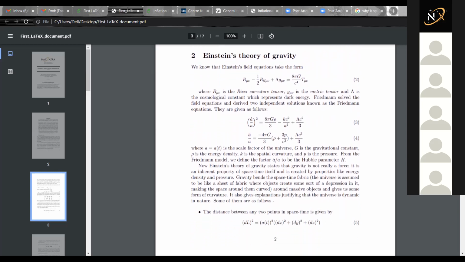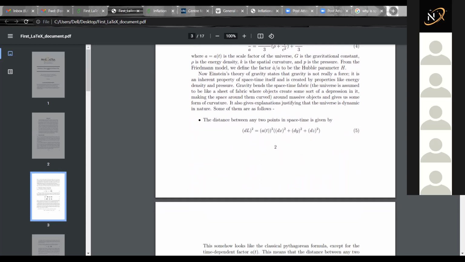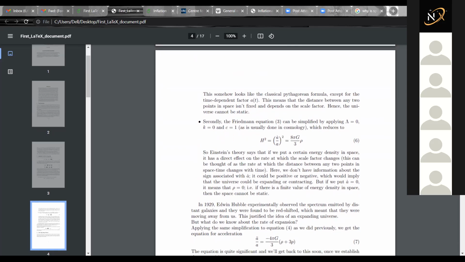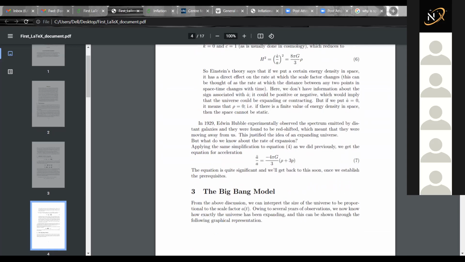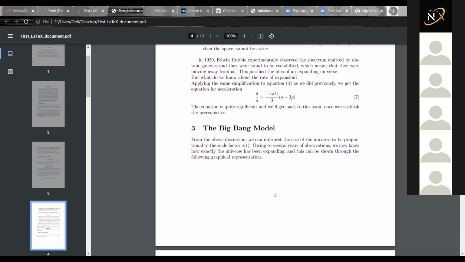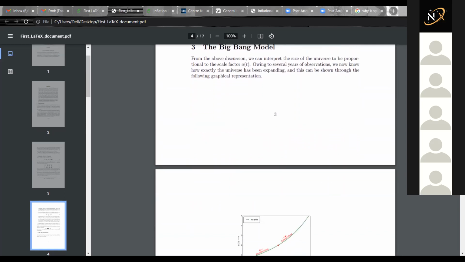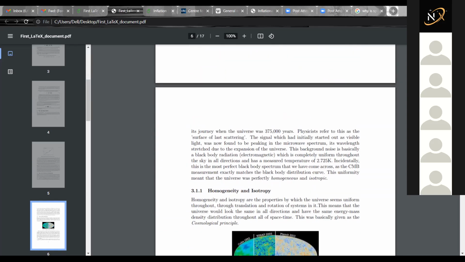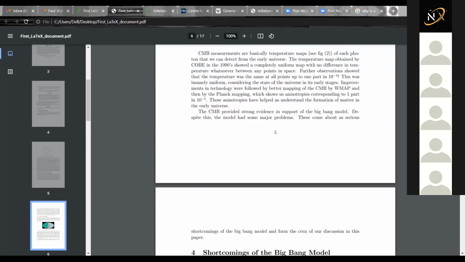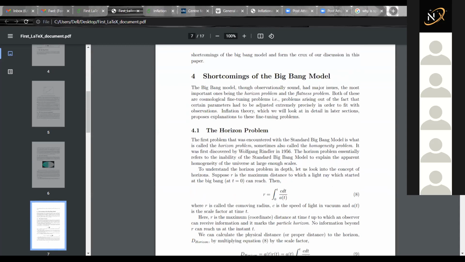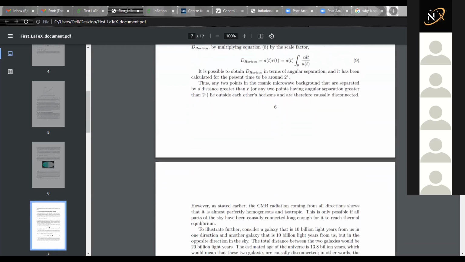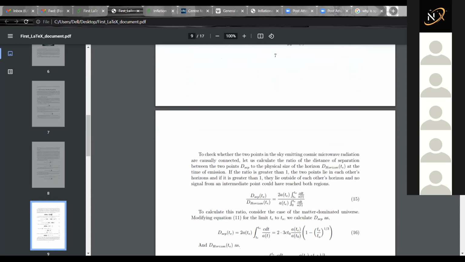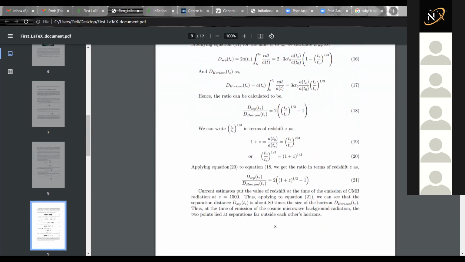Okay, Einstein's theory of gravity. All right, that looks good. This part I think you covered in your presentation as well. Yes, we covered it. You can scroll a little faster if that's okay with you. Okay, CMBR. It looks pretty good to me.